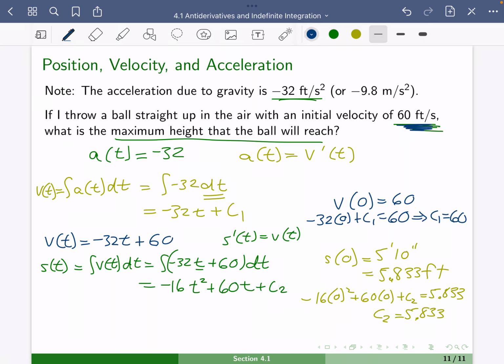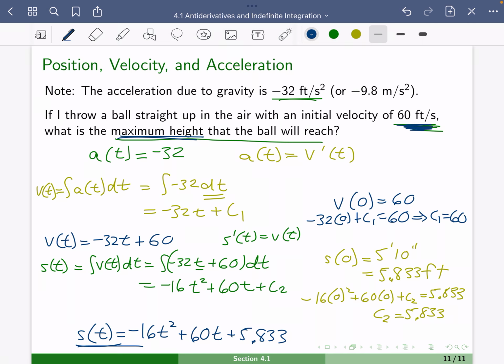And we have found that our position function is negative 16t squared plus 60t plus 5.833. Great. So that's not too bad. Oh, except we're not done because we were asked to find the maximum height. So this describes the height at any point in time. How do you find the maximum?